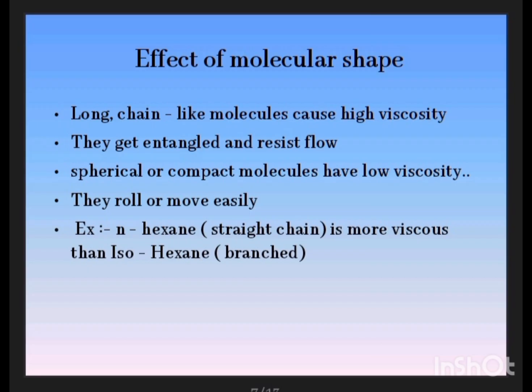Then the next one is the effect of molecular shape. Long chain-like molecules cause high viscosity because they get entangled and resist flow, while spherical or compact molecules have low viscosity because they roll or move easily. For example, n-hexane is more viscous than isohexane. n-Hexane has a straight chain and isohexane has a branched chain.